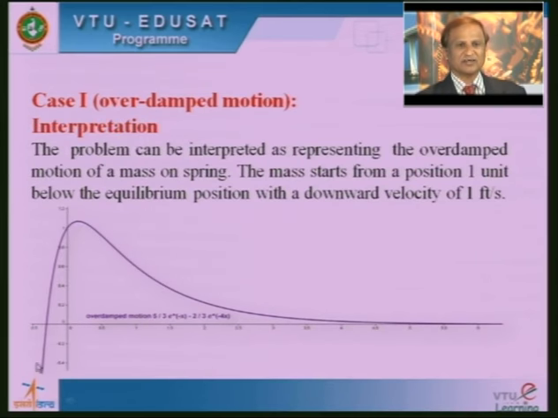When you draw the graph, I hope the graph will come in this form. What is the meaning of this graph? The problem can be interpreted as representing the overdamped motion of a mass on a spring. The mass starts from the position 1 unit below the equilibrium position with a downward velocity of 1 feet per second. That is the meaning of this graph.